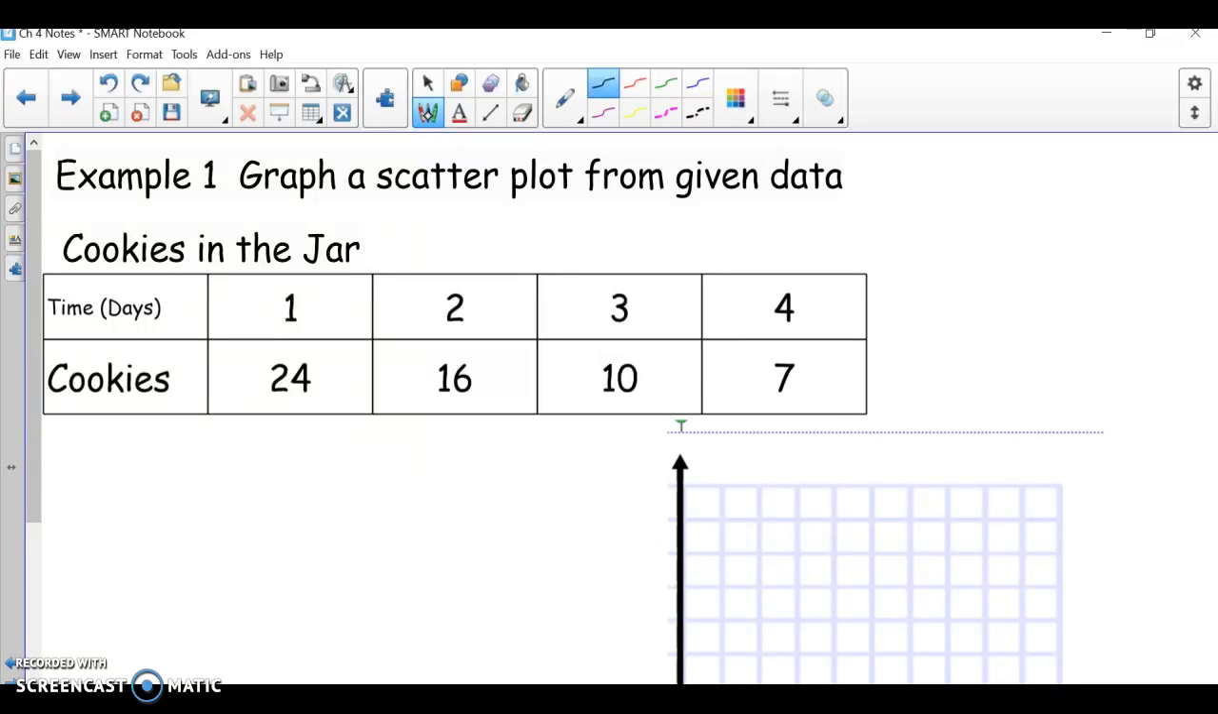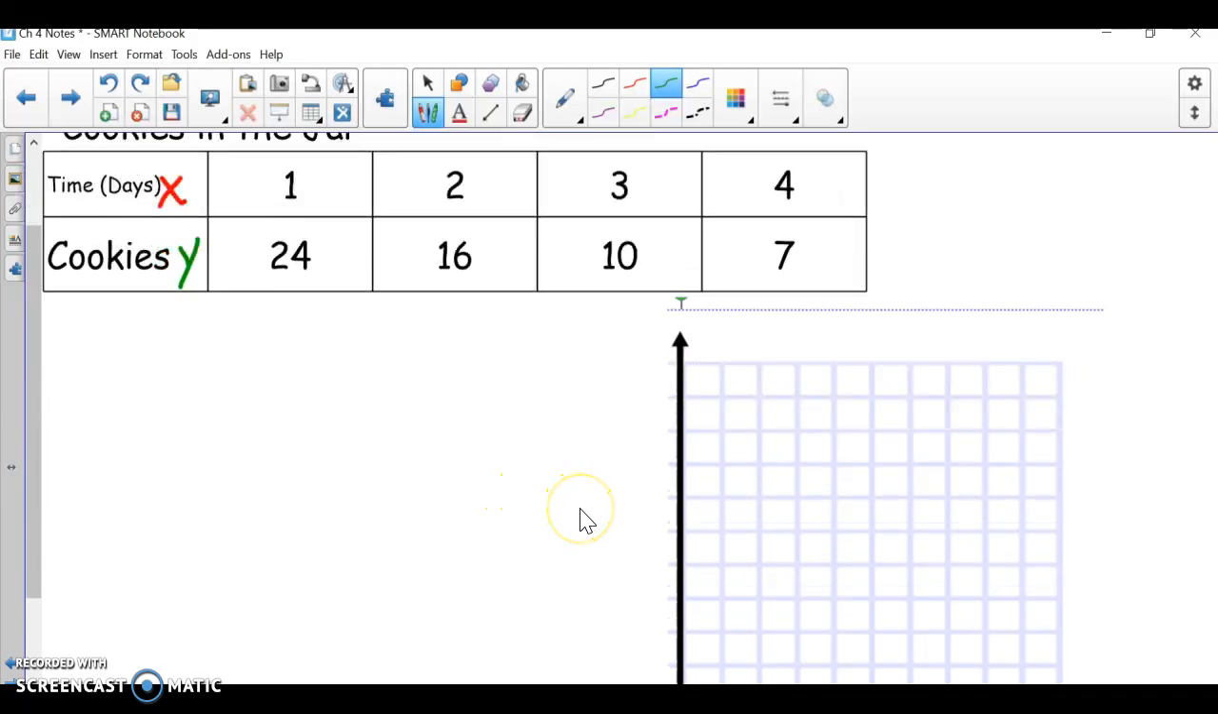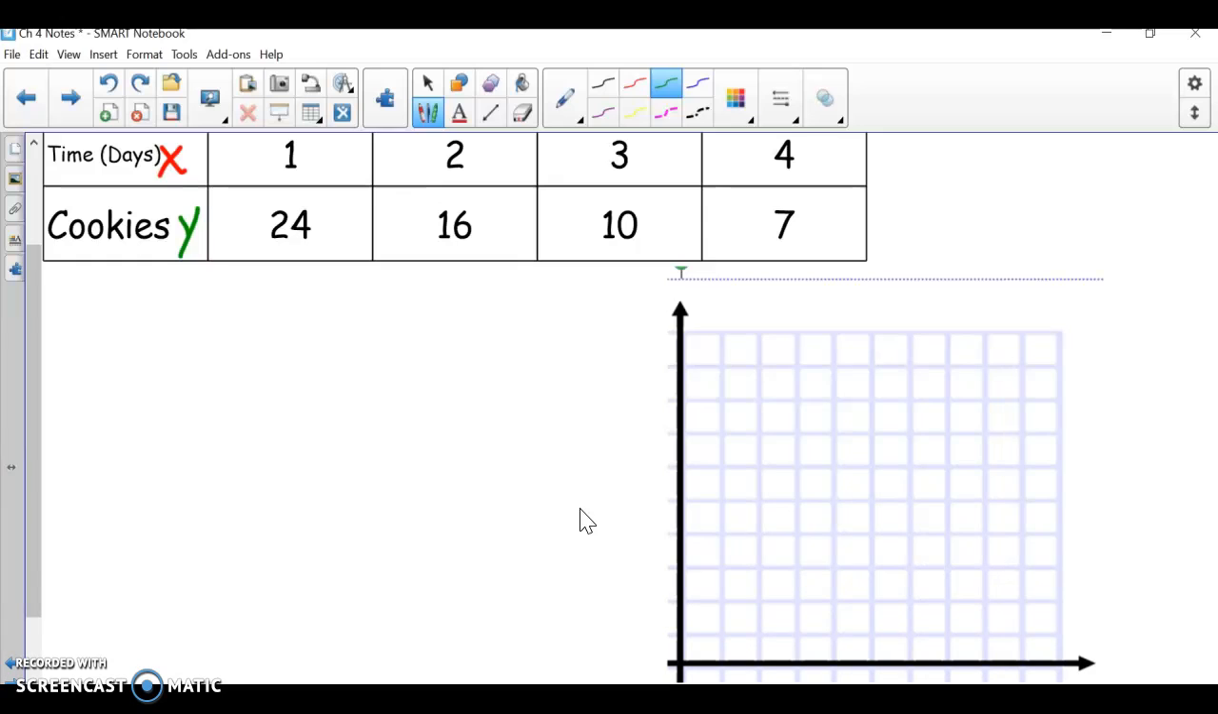So we've got a table that's already set up for us. We'll call the days our X input variable, and we'll call how many cookies are left our Y, our dependent variable, meaning the number of cookies left depends on how many days they've been in that jar. And if I scroll up here, I think we can get this in the screen. So X will be my days. I'm going to skip some here. I'm going to go 1. This will be 2, 3, and 4, just to stretch that out a little bit.